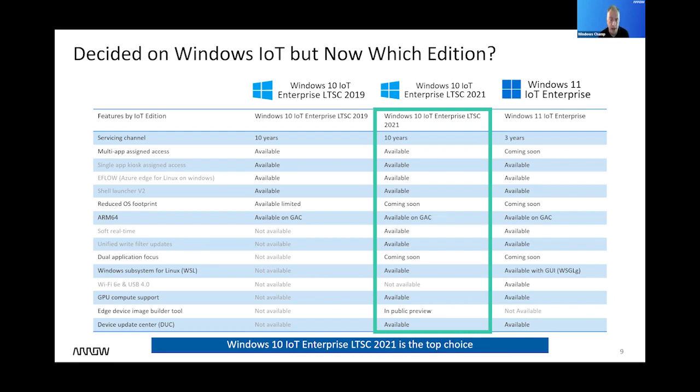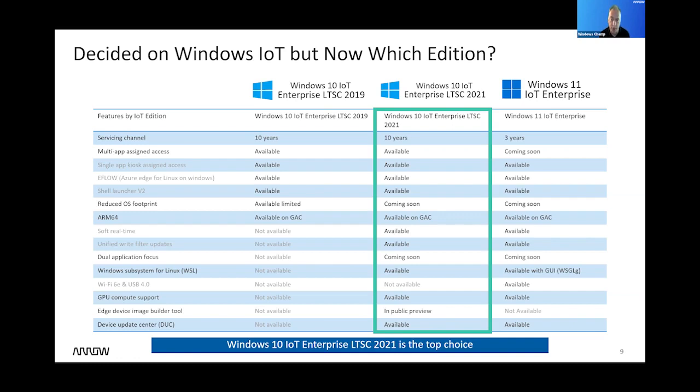It's available now, and it has a lot of new features with some other features coming soon, probably in the next month or so. Microsoft will be updating the reduced footprint and the dual application focus feature. And then on the far right, we have the Windows 11 IoT Enterprise. So there is a Windows 11 IoT product, but it is not an LTSC version.